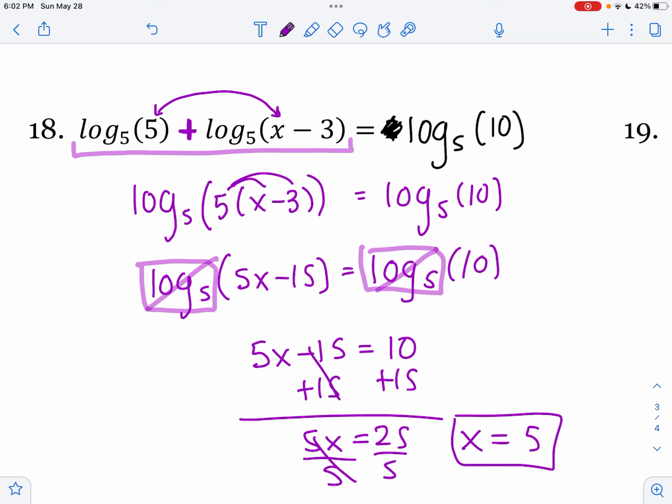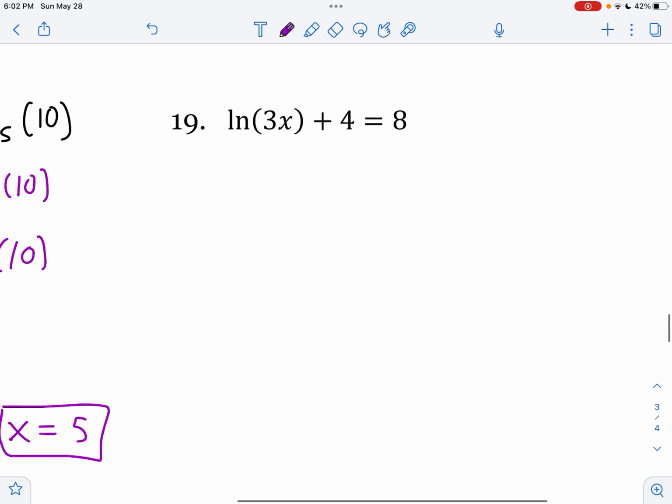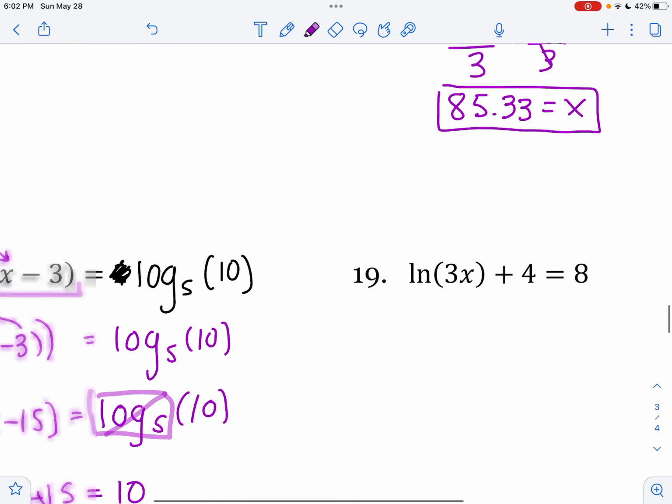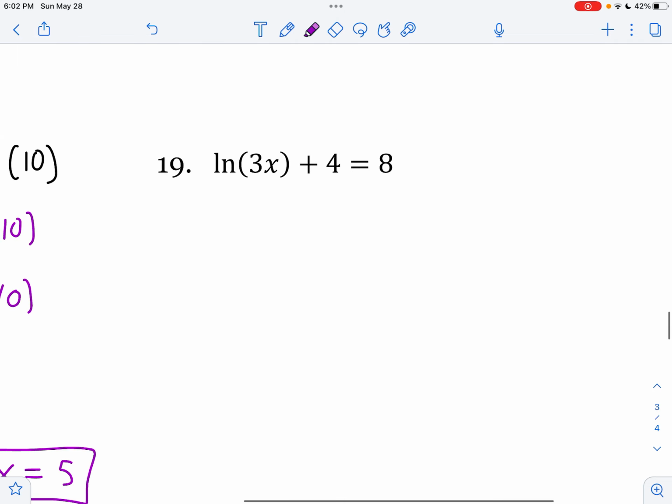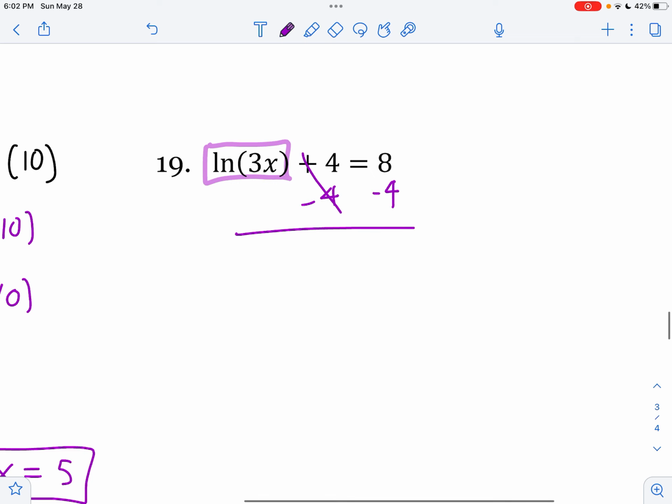Okay, number 19, we're almost done. Now this one, just like, you know how you had one log on one side of the equal sign and then something else on the other side? Same thing here, we want to get the natural log on one side of the equal sign. So I'm going to subtract 4. Natural log of 3x equals 4.